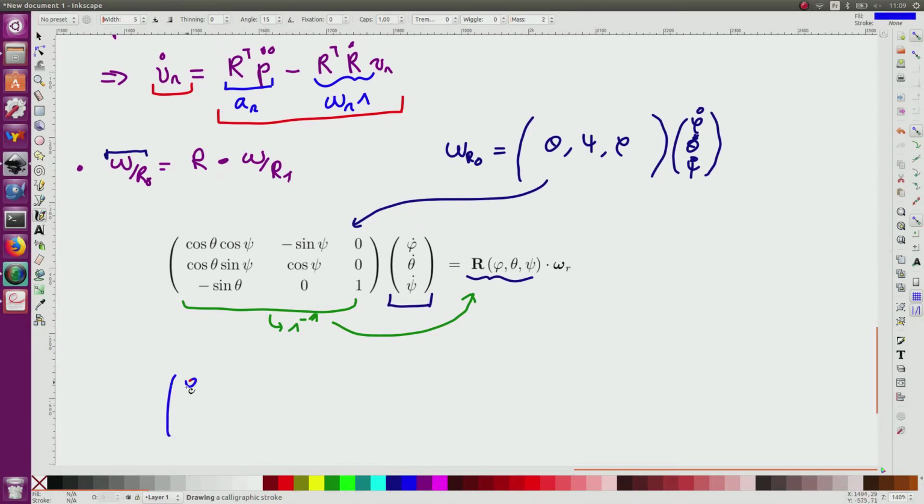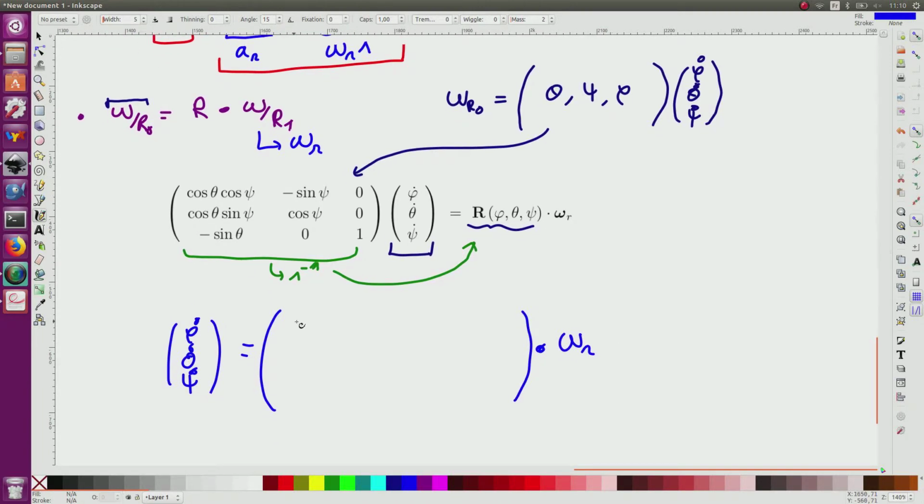phi dot, theta dot, psi dot is equal to matrix multiplied by omega expressed in R. It's what I call omega R expressed in the robot frame. This matrix will have the following form: 1, 0, 0. So if I compute this, I will not do it here.